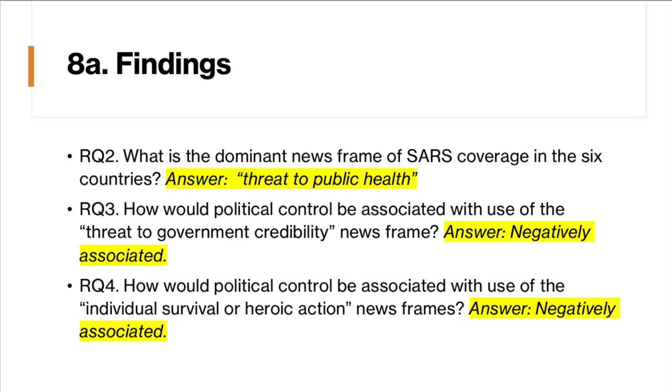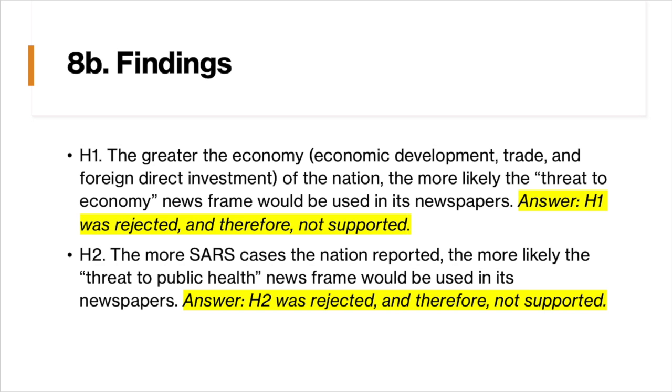For research question number 4, political control is negatively associated with the use of individual survival or heroic action news frames, because while the heroic frame works in countries like the United States, it doesn't always work with the Chinese elite press. As far as hypotheses, it looks like both of them were rejected and therefore not supported, which means that the greater the economy of the country or the more cases that were reported didn't really have that much of an influence.